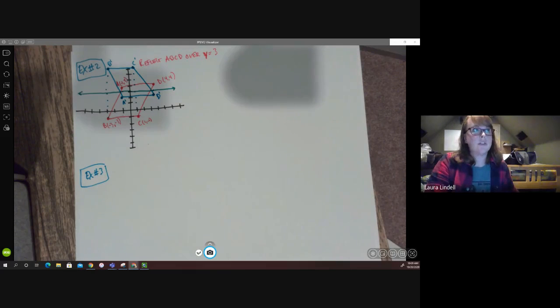Okay. This time we're going to reflect it over a line that is not vertical or horizontal. It's going to be diagonal. This time we're going to reflect over the line y equals x.